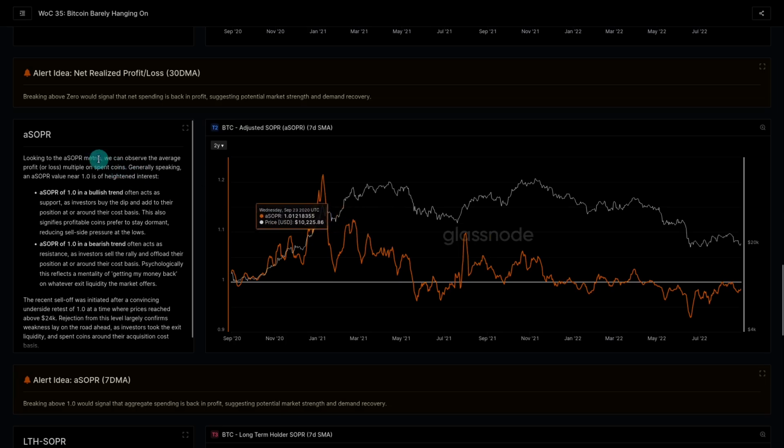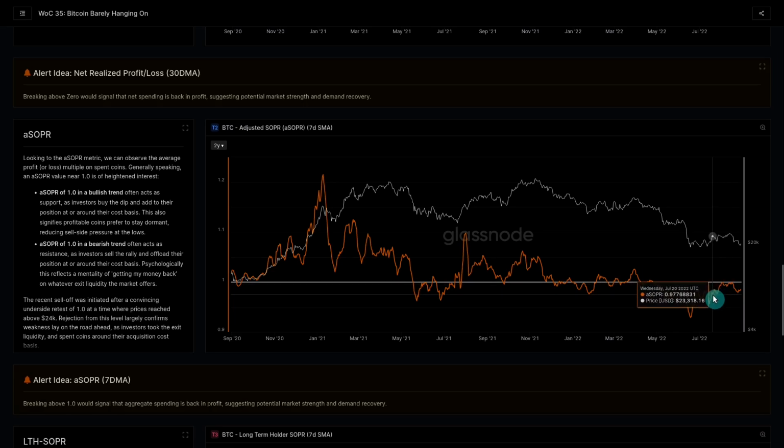And we can see this very similarly with aSOPR. So aSOPR, what this is mapping out is the profit multiple. You can see that when it came back and retested from the underside recently, we got rejected. This is essentially showing that investors are willing to sell at their cost basis. Just get me my money back is the psychological element here. So this is very typical bear market behavior.